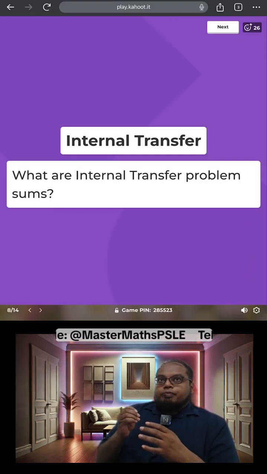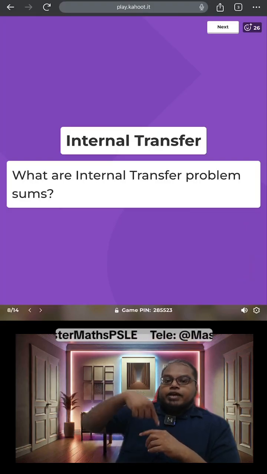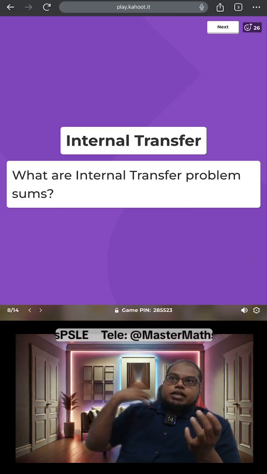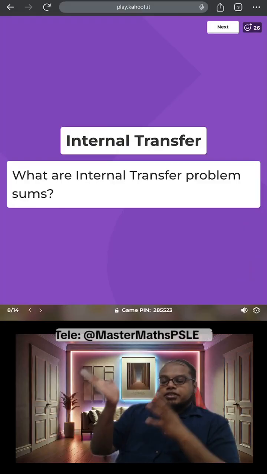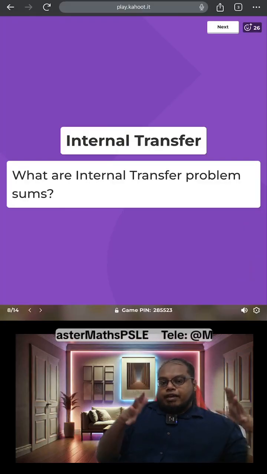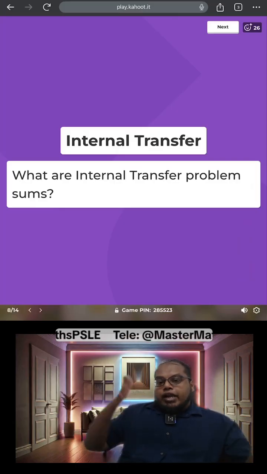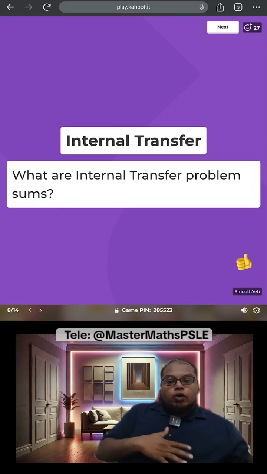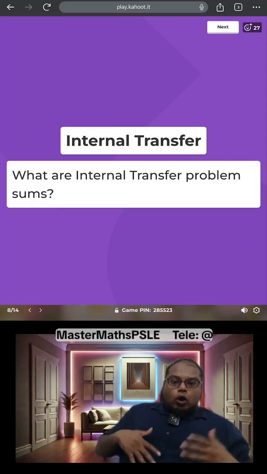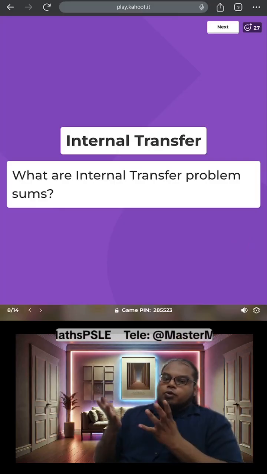Alright, so there are two types. One is when they transfer and they ask how much must he transfer so that the other person has 30 more than the other person, or to make them equal at the end. Or if the total is given, then probably we can use the total.